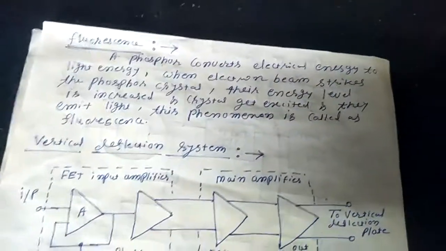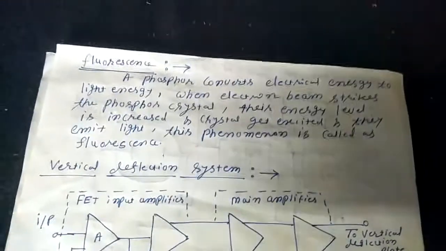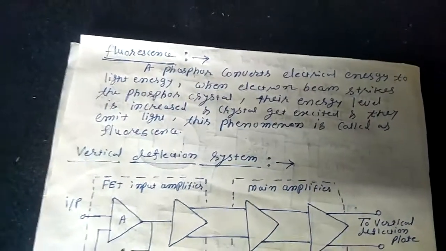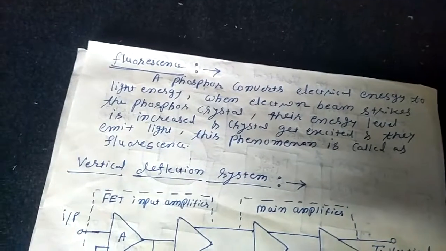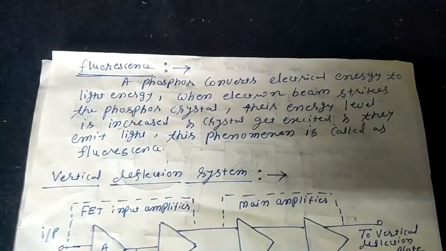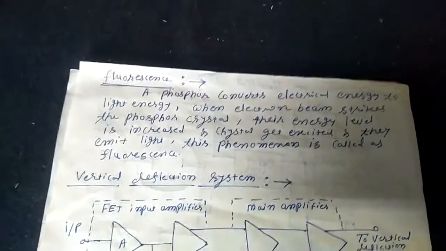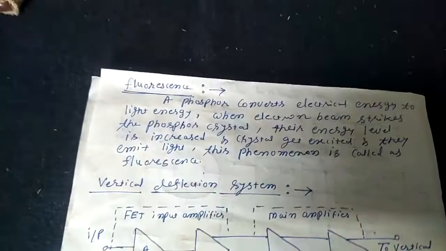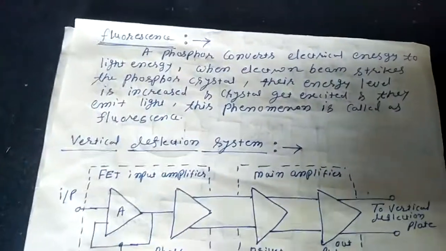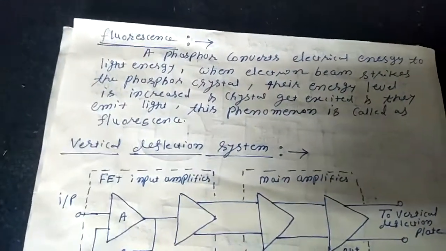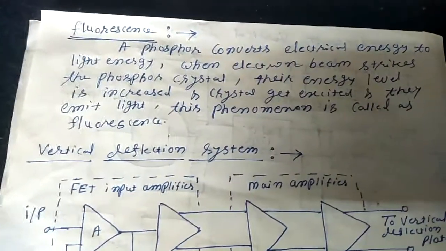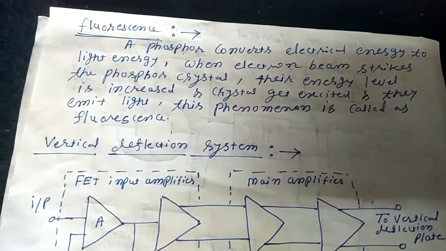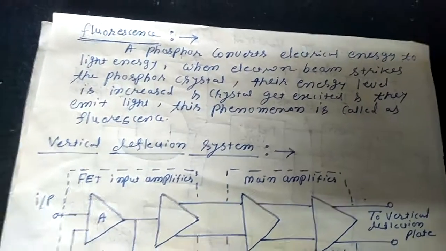The phosphor crystals convert the electrical energy, or electron beam, into a light beam. So a phosphor converts electrical energy into light energy. When the electron beam strikes the phosphor screen, these phosphor crystals convert that electrical energy into light energy or a light beam. When the electron beam strikes the phosphor crystal, its energy level also gets increased.